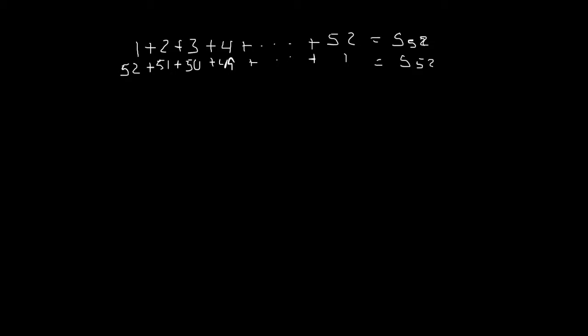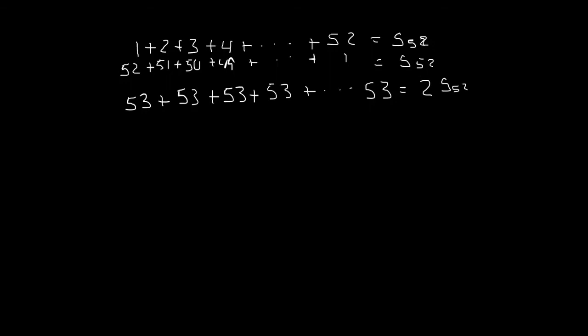Now I'm going to add both of these sequences together. So I'm just going to add them straight down. So I have 1 plus 52 gives me 53. Carry down the plus sign. 2 plus 51 gives me 53. You're starting to notice a pattern. 3 plus 50 is 53. 4 plus 49 is 53. And it's going to keep going all the way. 52 plus 1 is, again, 53. And now we have 2 times our sums, because we have 2 of them here. So 2S52.